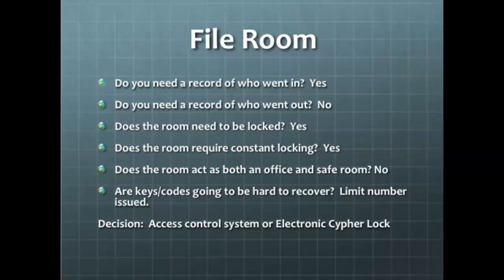Do you need a record of who went out? You don't. So now you only need to put that device that records the history on the outside of the door. You don't need it on the inside too. So you saved half the install cost, right? Does the room need to be locked? Yes, it does need to be locked. So, pretty much that goes without saying. And it requires constant locking. We know that because only certain people get in. We want to keep a record of who went in. If it's not constantly locked, how would we know that?